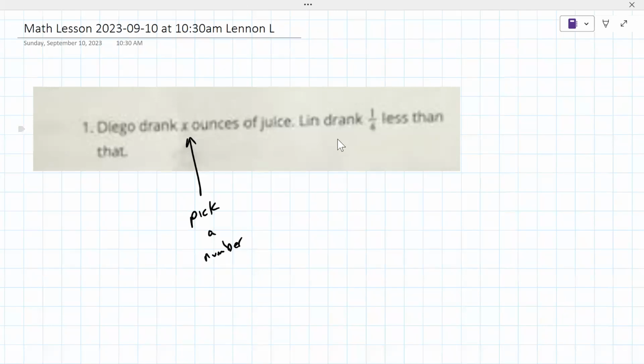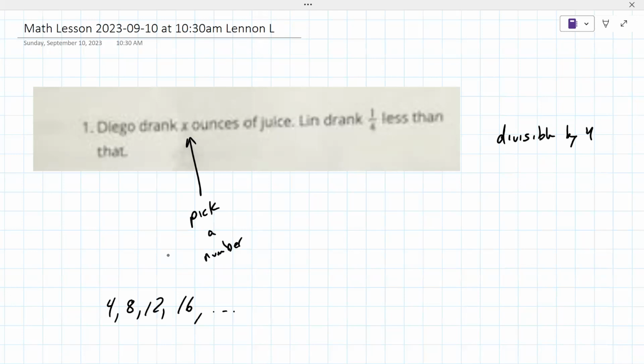Now, if Lynn is drinking 1/4, we should pick a number that's divisible by 4. Okay, and we'll get to the graphs in a moment, but can you think of some numbers that are divisible by 4? Like 8. So 8's good, 4 is good, 12 is good, right? And so on. So when you're looking at the graphs, you kind of want to think through that.